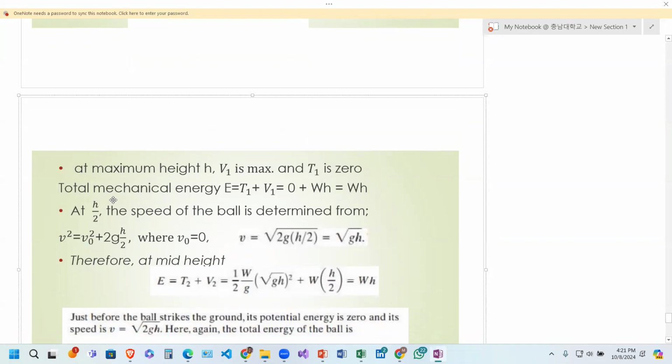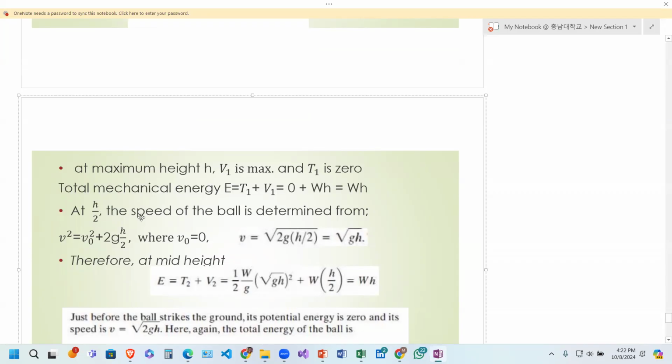So the total mechanical energy at that point, where h is max, is T1 plus V1, which is equal to 0 plus the weight of the ball times the height. So the energy will be given by Wh, which we call mgh, the weight times the height.